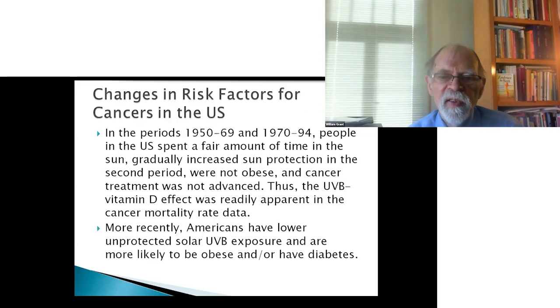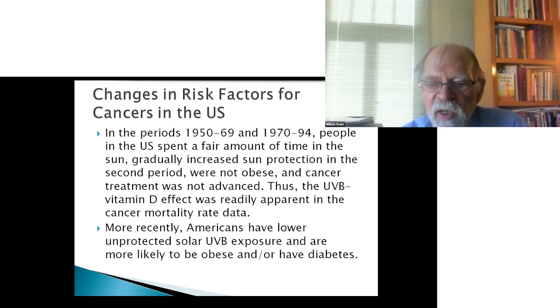Now, however, it turns out that we have many different factors affecting cancer risk. So in the earlier periods, people in the U.S. spent a fair amount of time in the sun, but they gradually increased sun protection and reduced sun exposure in the second period. They were not obese, and cancer treatment was not advanced, so cancer mortality rates correlated well with cancer incidence rates. Thus, the UVB vitamin D effect was really apparent in the cancer mortality rate data.